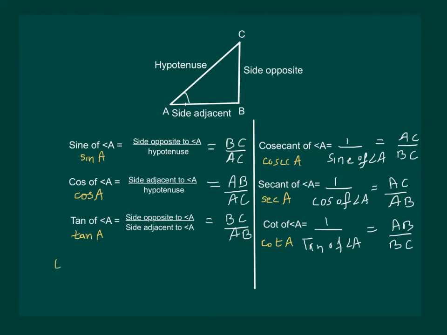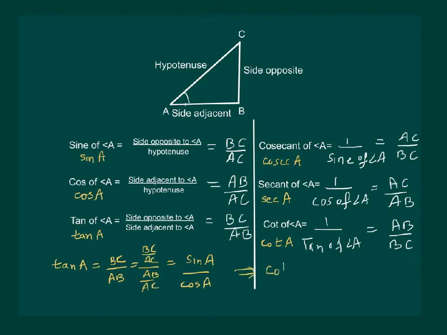Also, we can note that tan A is BC by AB, which can also be written as BC by AC whole by AB by AC, that is tan A is equal to sine A by cos A, and which would imply that cot A, which is the reciprocal of tan A, is also equal to cos A by sine A.